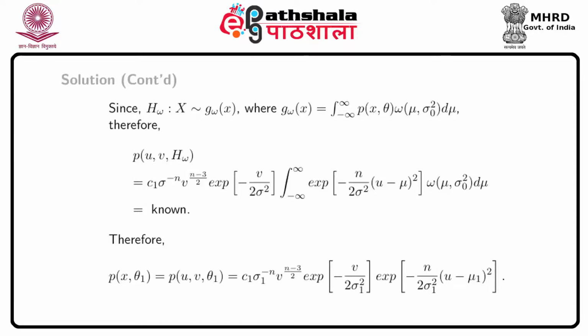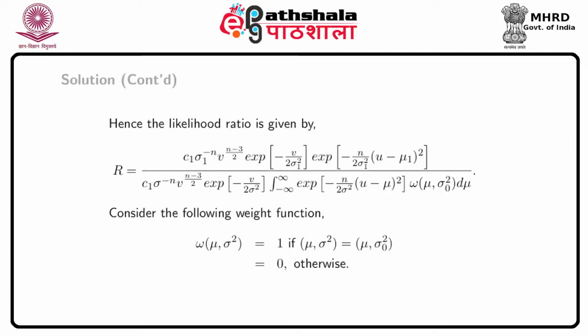Therefore, p(x, theta 1) is equal to p(u, v, theta 1), which is equal to c1 sigma 1 to the power minus n, v to the power (n minus 3) by 2, e to the power minus v by twice sigma 1 square into e to the power minus n by 2 sigma 1 square into (u minus mu 1) whole square.